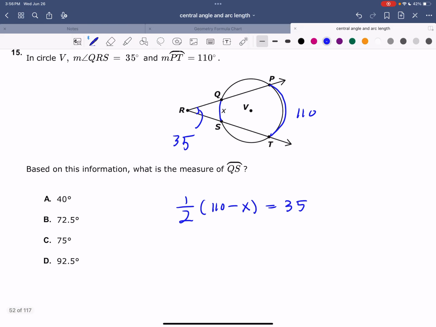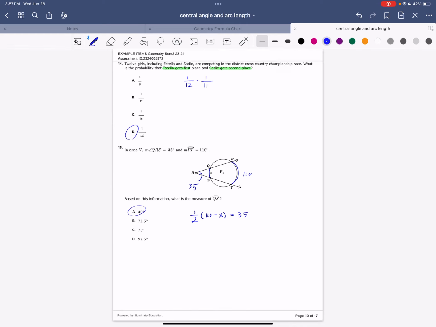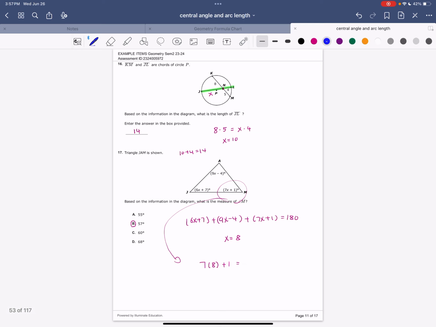I forgot the answer, and let me be nice to you. It's going to be 70, and 110 minus 70 is going to be 40. So this is going to be 40. It's going to be A. So it's pretty easy. Let's do 16 and 17.